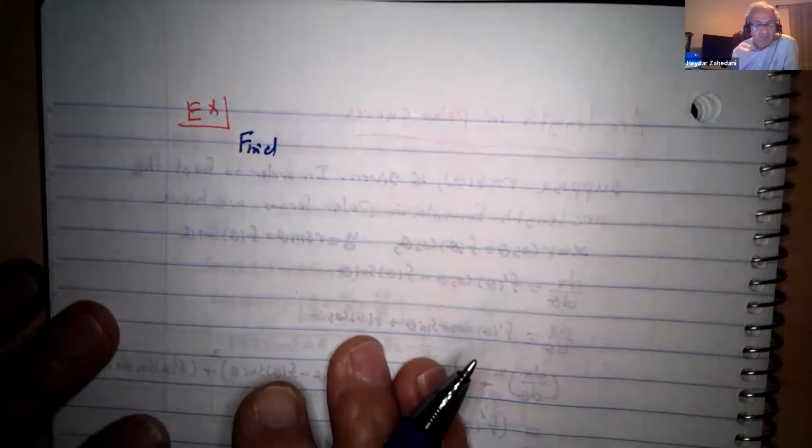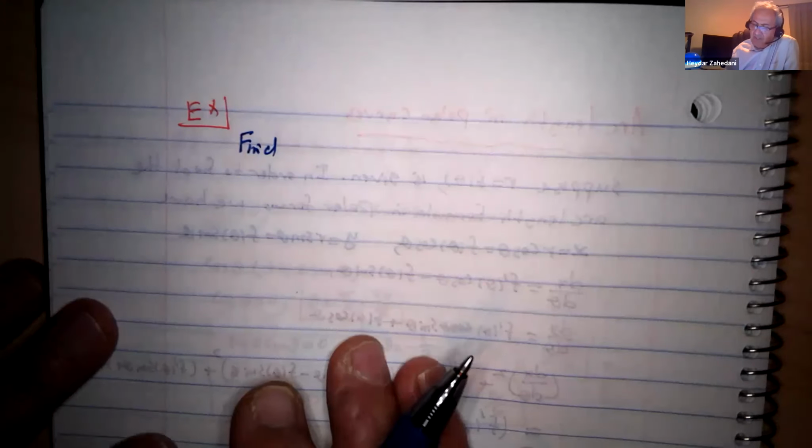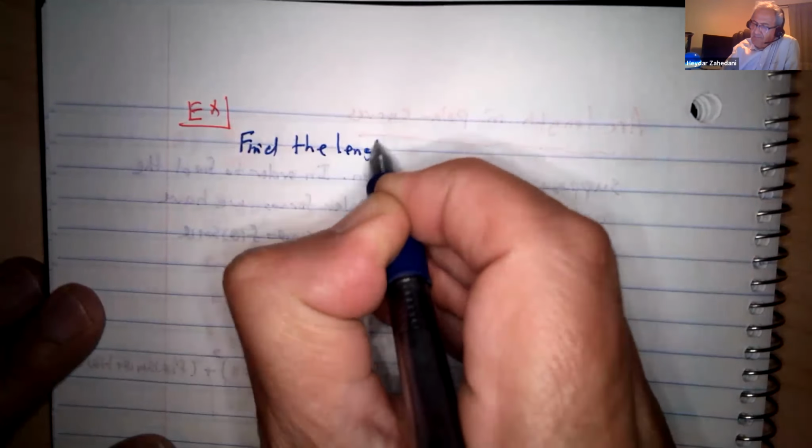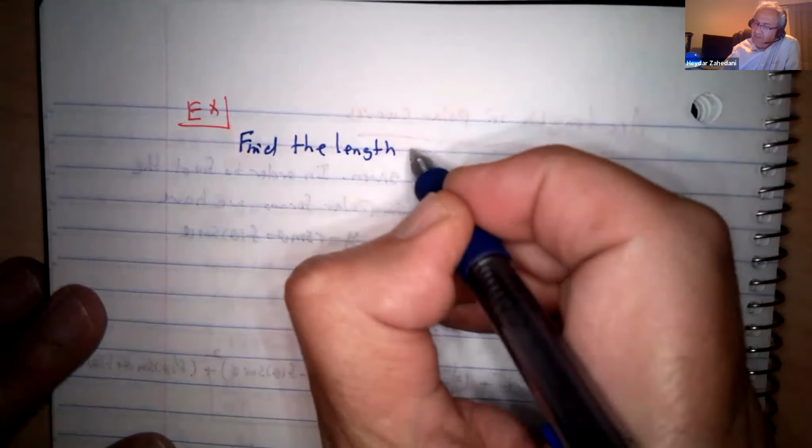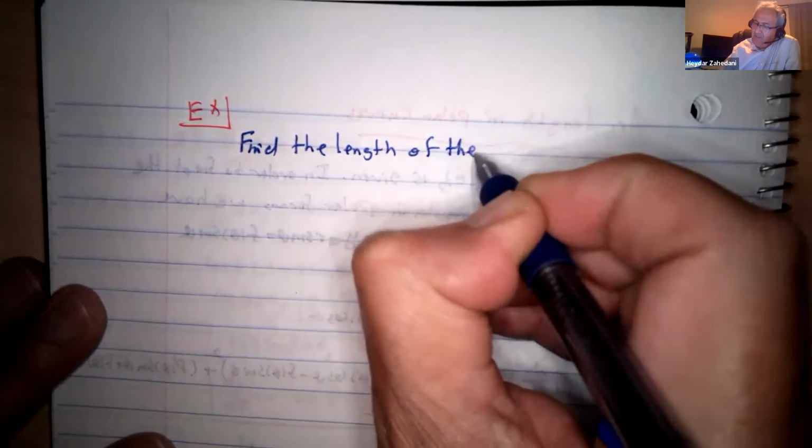Okay, let me give one example. Again, the best example is going to be a cardioid. So, example: we want to find the length of the arc, the length of the cardioid.